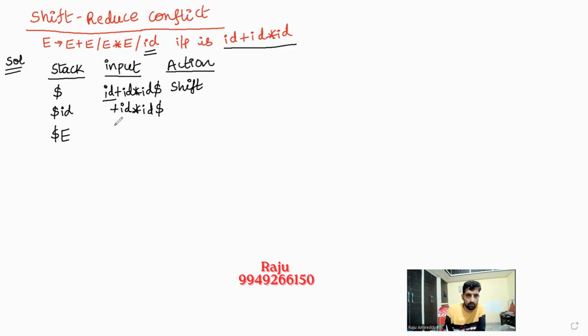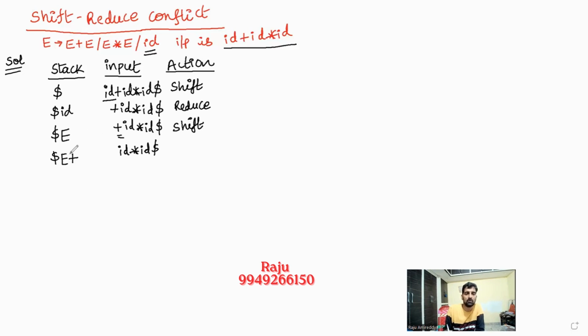Now the remaining input is plus ID star ID dollar. Next is dollar E, and the input value is plus. Plus will be sent to the stack. The remaining input is ID star ID dollar. Whenever the ID is changed to E, you write reduce move here. Whenever this plus is sent to the stack, this is called shift.